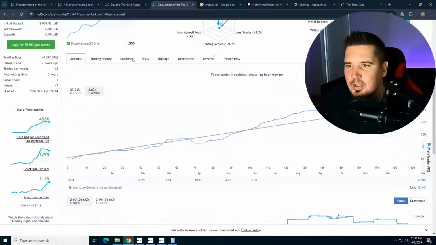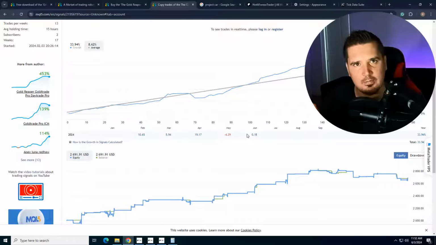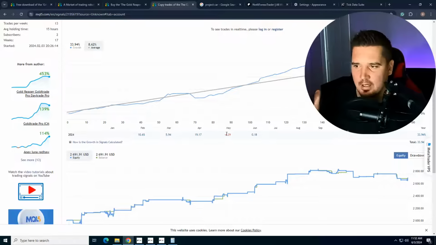But fortunately, we are on MQL5, so it does show us everything here. Starting February, he made 10%. In March, he made 5%. In April, he made 19%. In May, took a small loss, which is perfectly reasonable. Okay, these things happen. I hate it when people think this is a problem. This is perfectly reasonable.